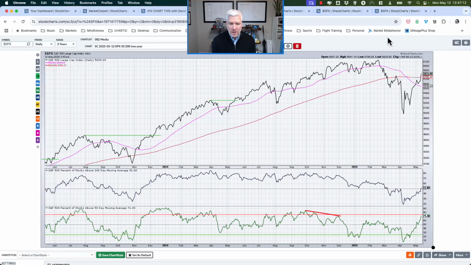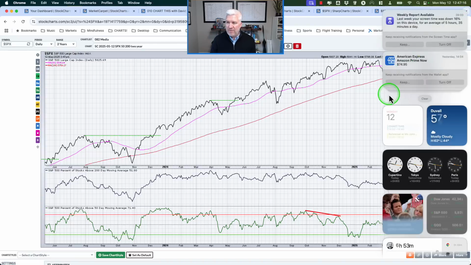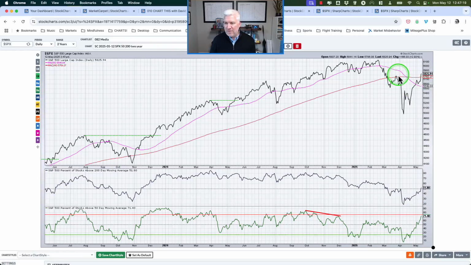This is one of the breadth charts that we feature. From the top, it's showing the S&P 500 with the 50-day moving average in pink and the 200-day moving average in red. In the second panel down, we have the percent of S&P stocks above their 200-day moving average. As you can see, it's just pushed above 50% for the first time since early March. We'll come back to that in a little more detail in a moment. And then at the bottom, we have the percent of S&P 500 members above their 50-day. That actually finished today above 70%.